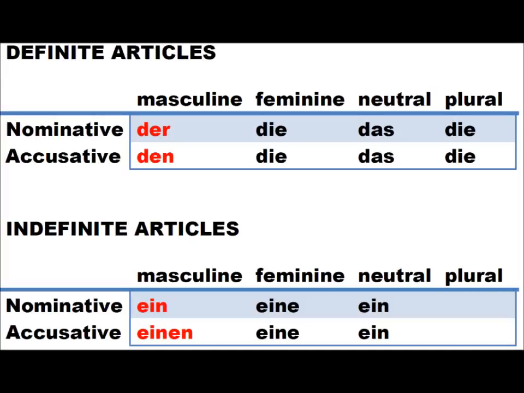Now let's take a look at the masculine articles, which is der in nominative and den in accusative. And then we have ein in the nominative case and einen in the accusative case. All right? Now, when we compare the nominative and the accusative case, we can see that there's only one change taking place in the accusative case, and this change applies to the masculine form, okay? So in nominative, it's der. In accusative, it's den. In nominative, it's ein. In accusative, it's einen. All right?